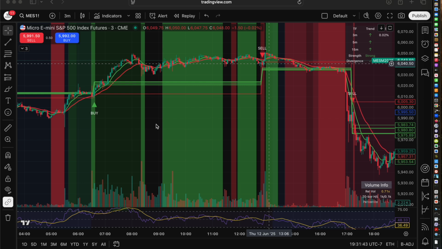And the second one would be trading it using the changing background colors to indicate bullish or bearish trends. Okay, so let's take a look at our settings real quick.